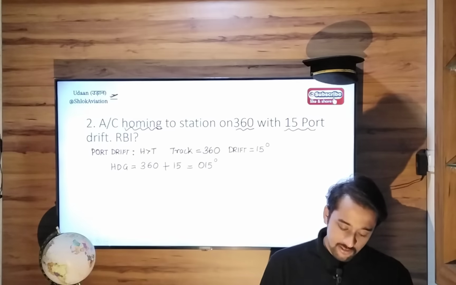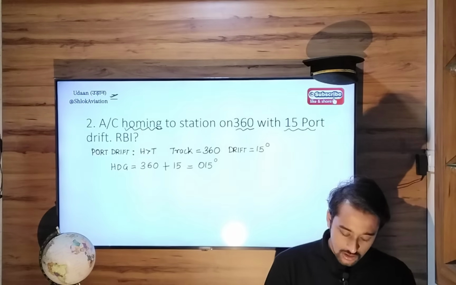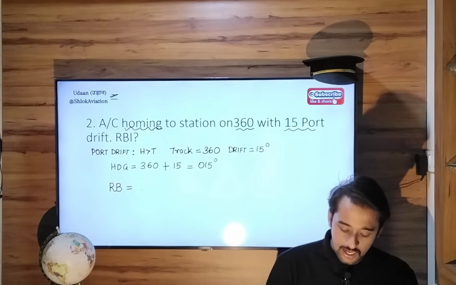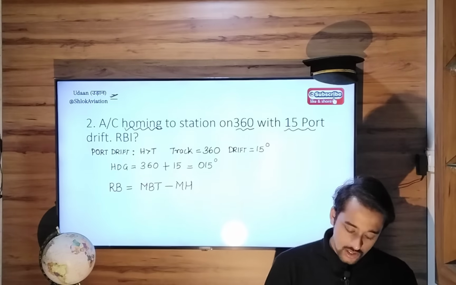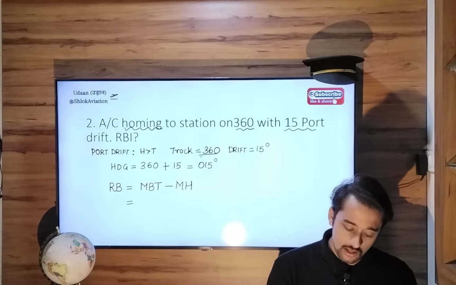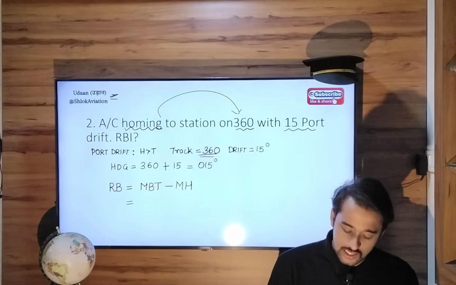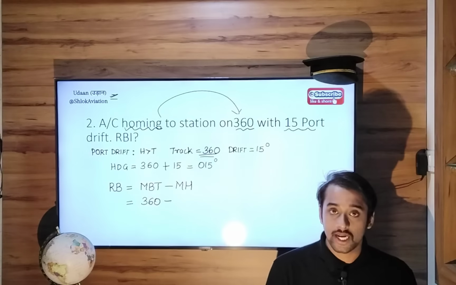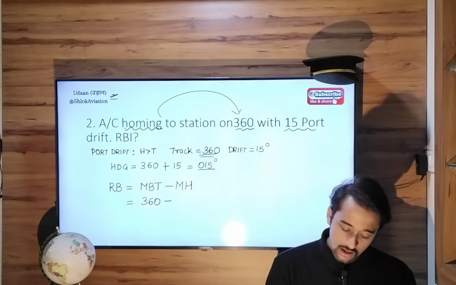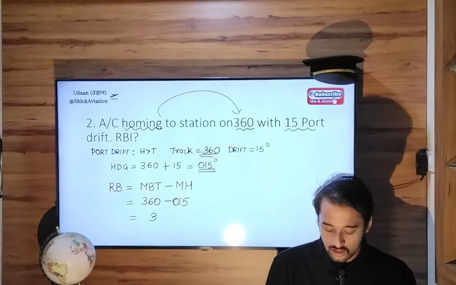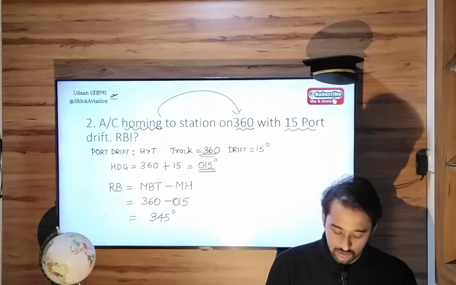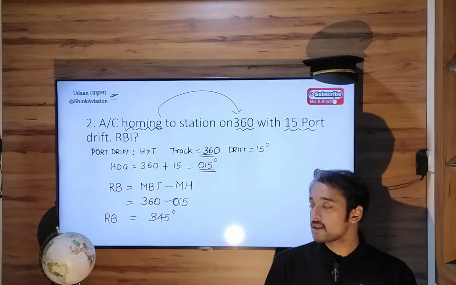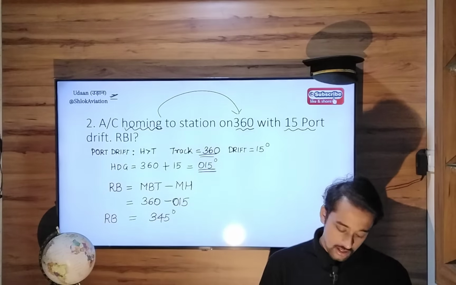Now what is relative bearing? Relative bearing formula is magnetic bearing to the station minus magnetic heading. So what is magnetic bearing to the station? It is 360. What is magnetic heading? 015. So relative bearing will be 345 degree.